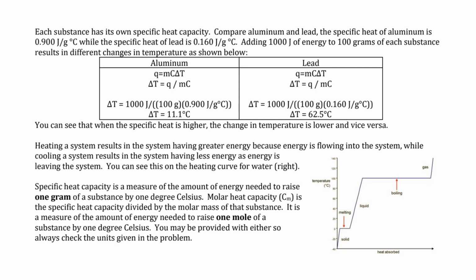Each substance has its own specific heat capacity. Look at aluminum and lead. You'll notice that if the amount of energy is the same and the mass is the same, the change in temperature is going to be different. So the higher the specific heat is, the lower the change in temperature. You need more energy, a higher energy, for it to actually increase in temperature. Okay?